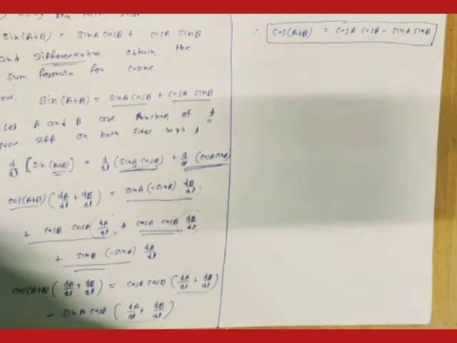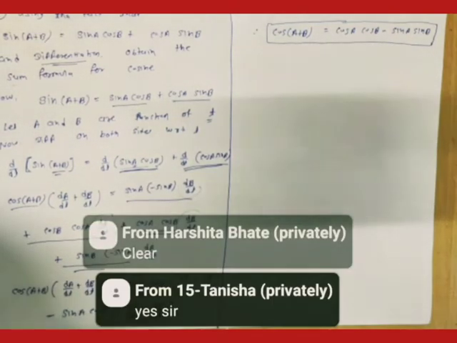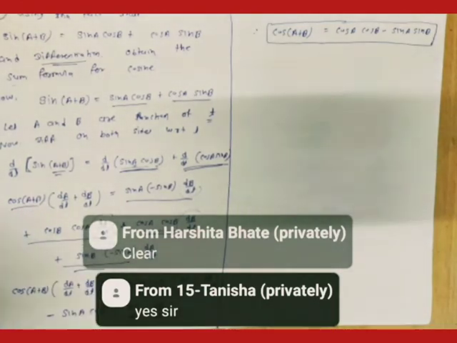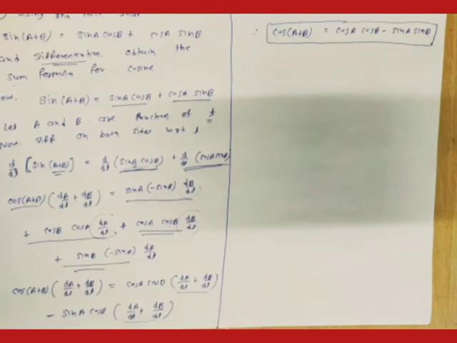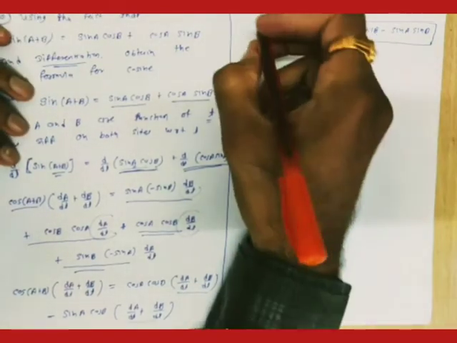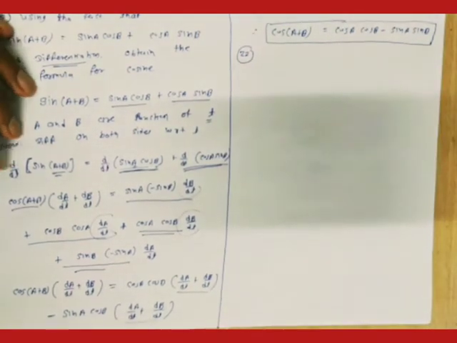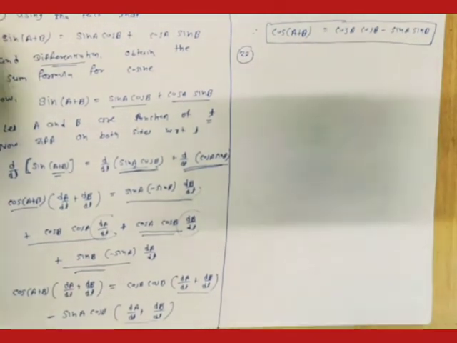Now, next one is question number 22. We will do question number 21 later on, 19 and 21. First, we will do question number 22. That is of differentiation of any determinant. We have discussed determinant entire chapter, but here you have to discuss the differentiation of determinant.